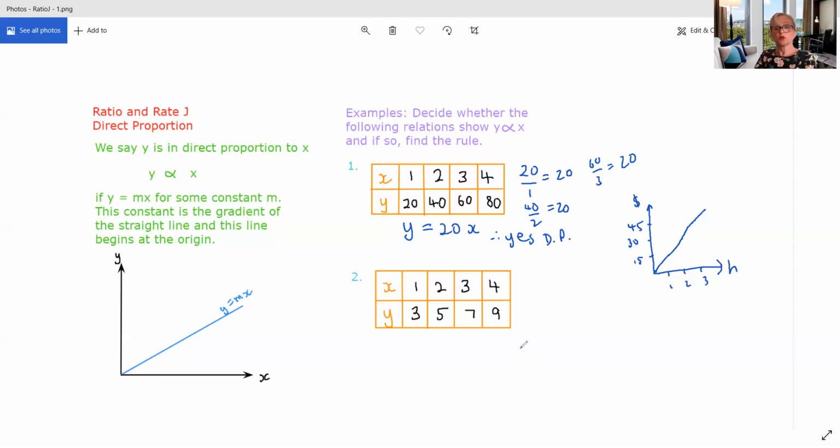In this example here, you could see if you were to plot it, three, 5, etc. What's going to happen here is that it's not going to come down to the origin. And if you check each time, 3 on 1 is 3, 5 on 2 is 2.5. Already we can see that the y value is not a constant times x. So no, those are not in direct proportion.